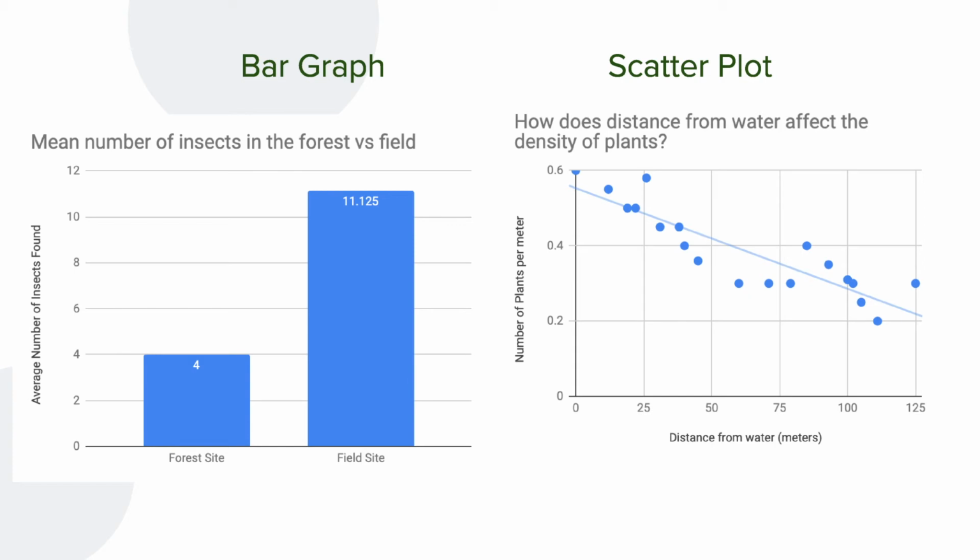A key difference between a bar graph and a scatter plot is that a bar graph has one type of number in different categories, like the number of insects between 2 different locations. A scatter plot has numbers on both the x and the y-axis. You can see this one has the number of plants per meter on the y-axis and the distance from water on the x-axis.